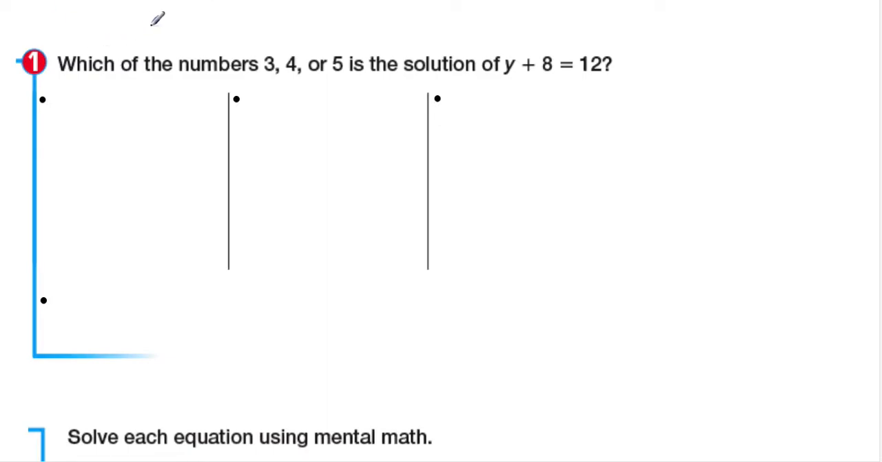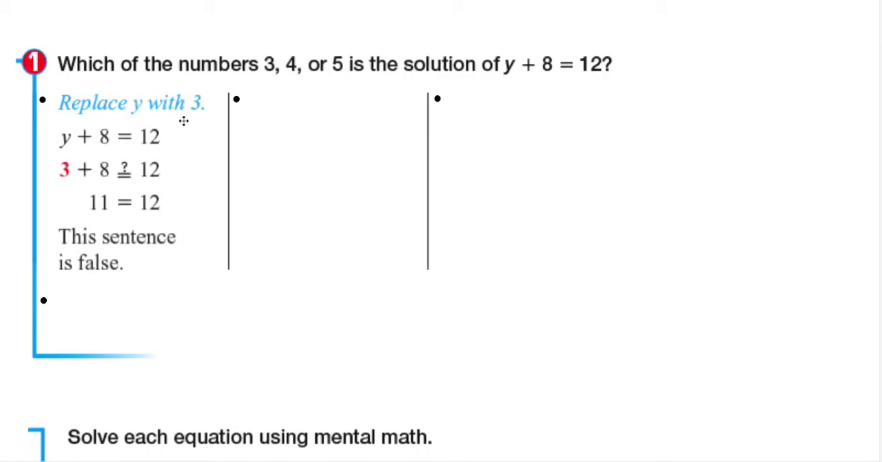Go on to the next one. Look at example number 1. Which of the numbers 3, 4, or 5 is a solution of y plus 8 equals 12? We simply substitute the values 3, 4, and 5 for y. Let's try 3 first. If we substitute y with 3, we'll end up with 11 equals 12.